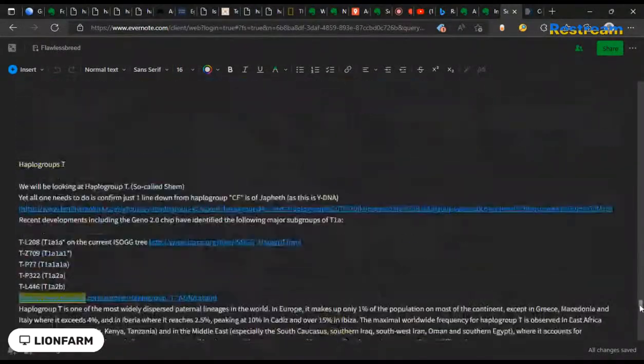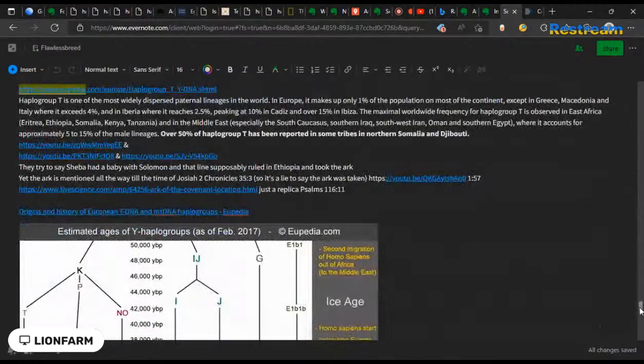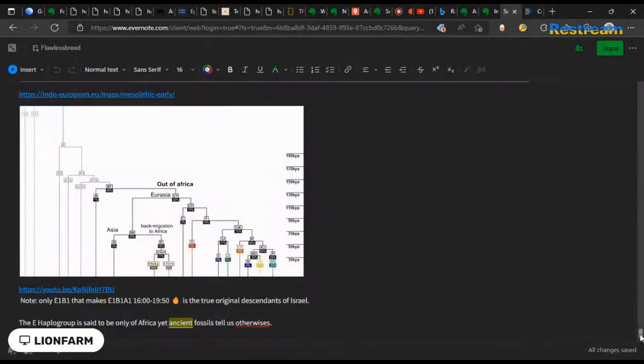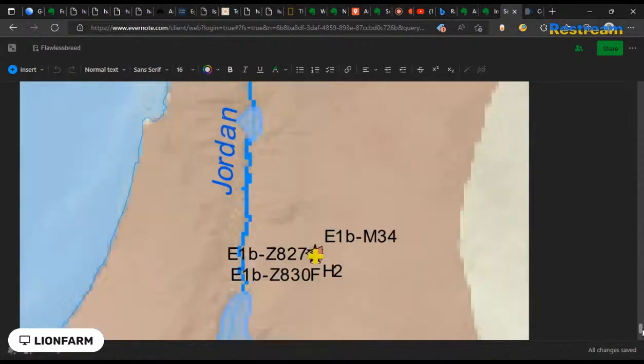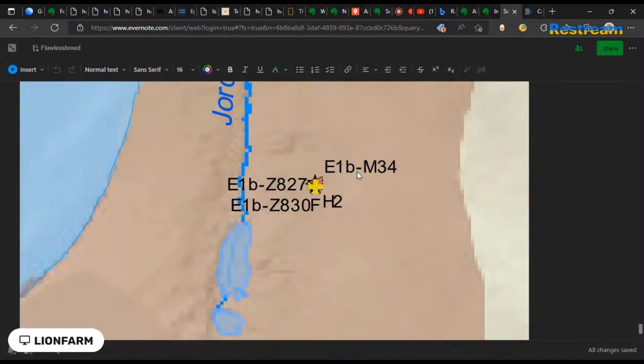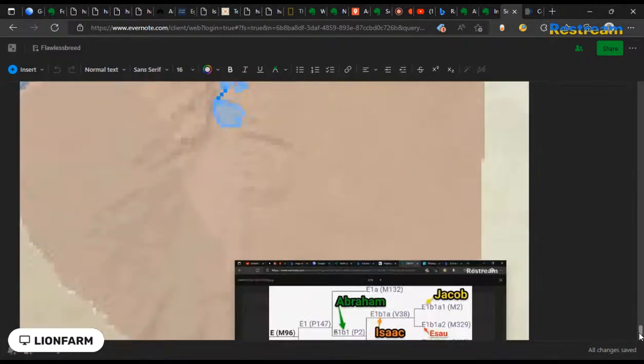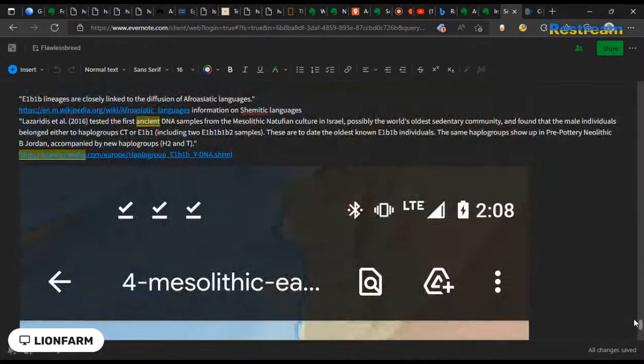Remember I talked about that H and T, right? We can see a little study there. Here is the Levant. You can see E1B1B, M34. That was a lot in the Levant. You got your H and there's a T there. But I'll just show you what they read right here.